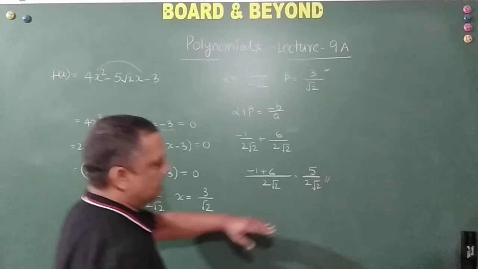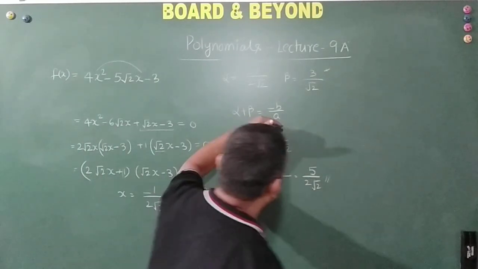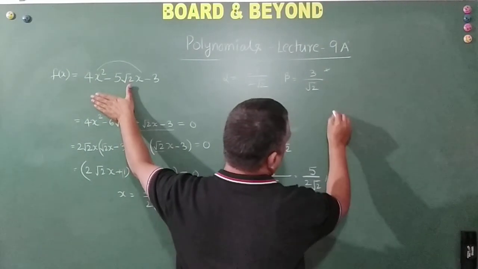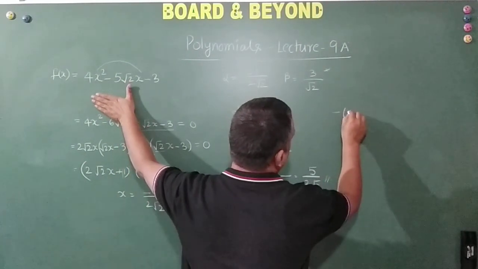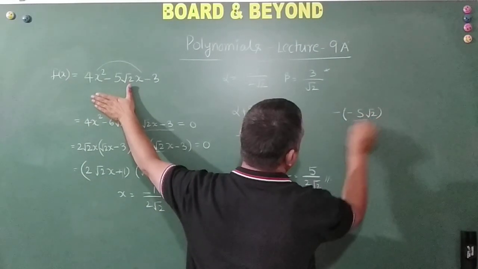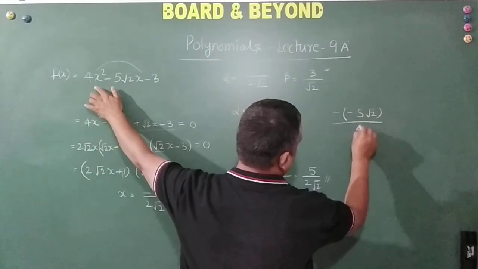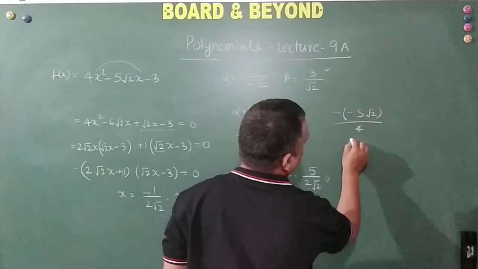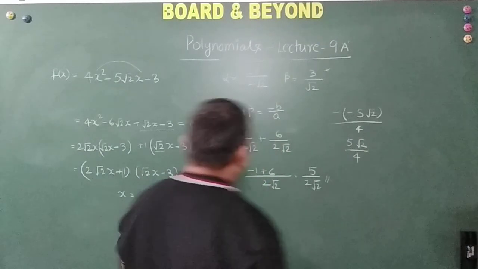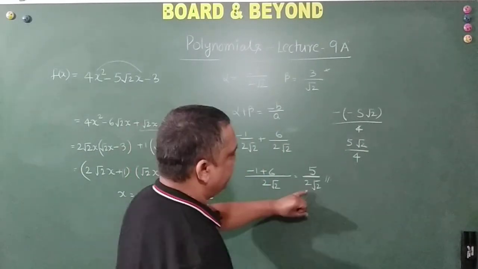Let's see alpha plus beta, that is minus b by a from the original equation. Right, friends? Please concentrate here. So minus b, that is minus of minus 5 root 2. A is how much? 4. Okay, so this is equal to 5 root 2 divided by 4, right? And here it is 2 root 2.